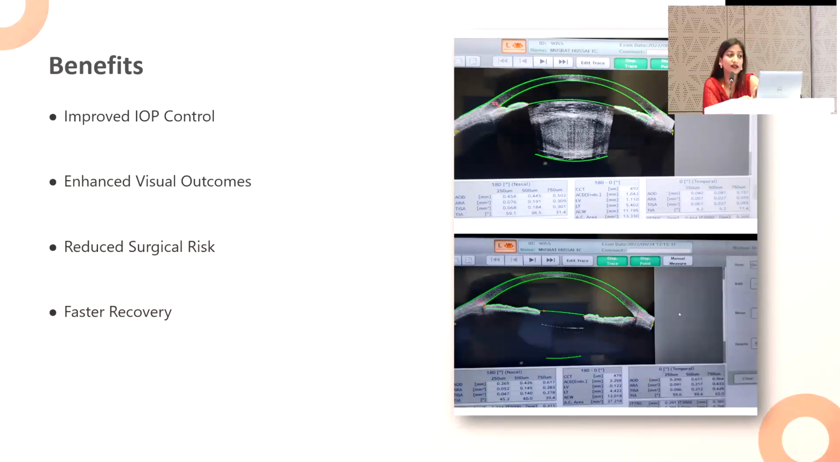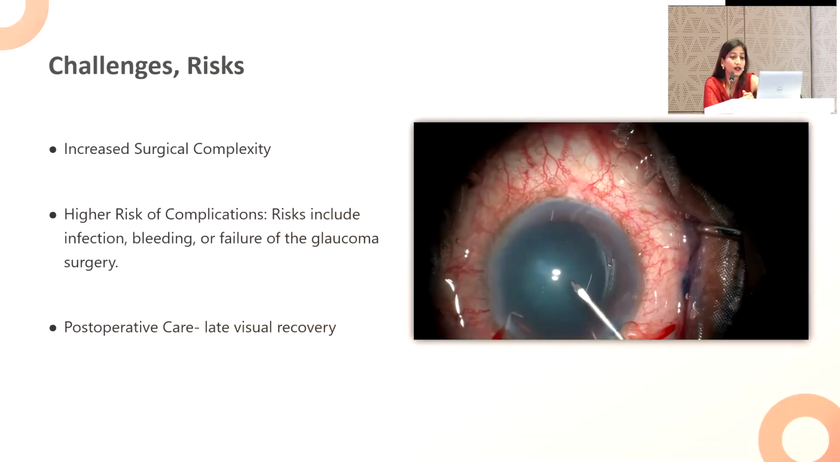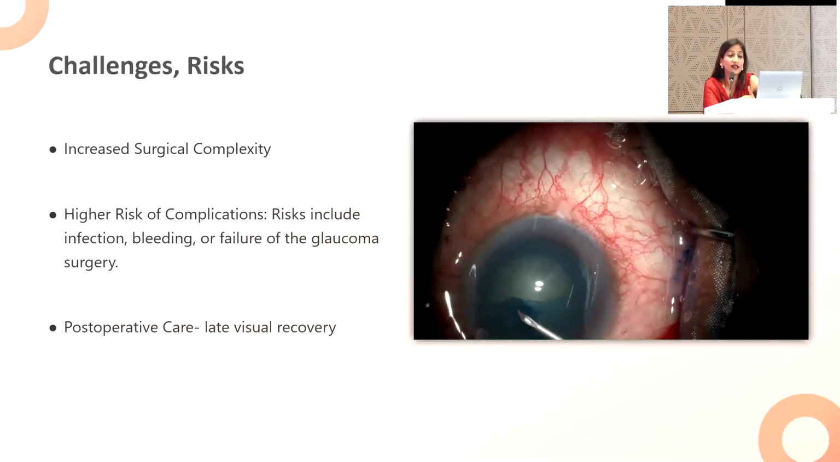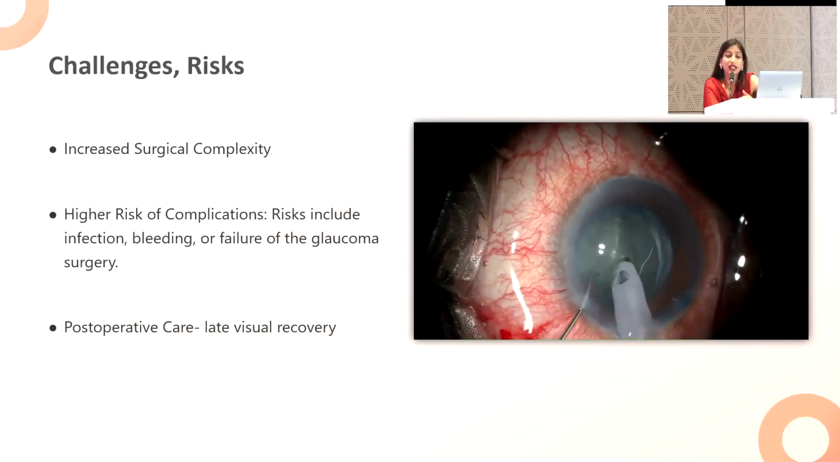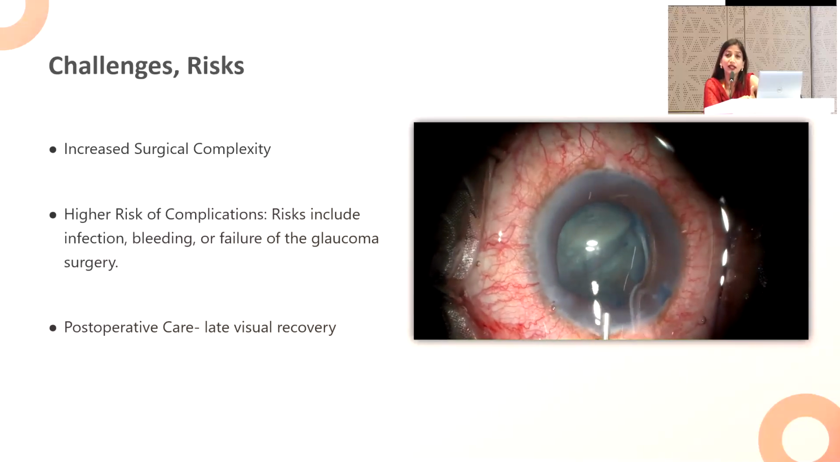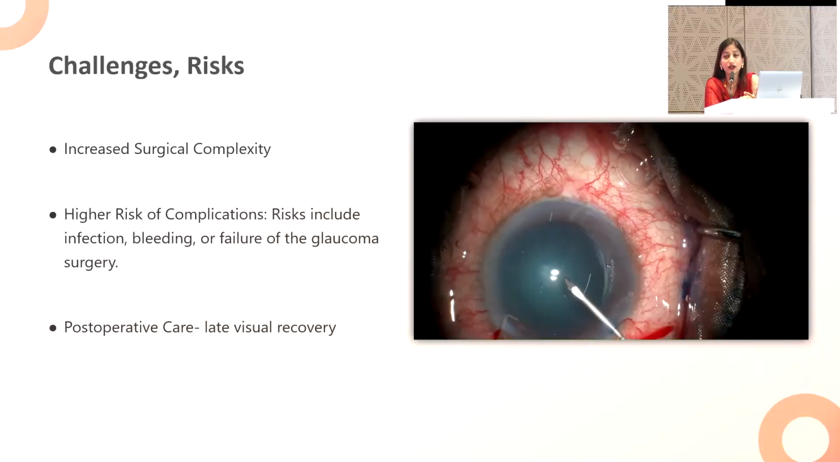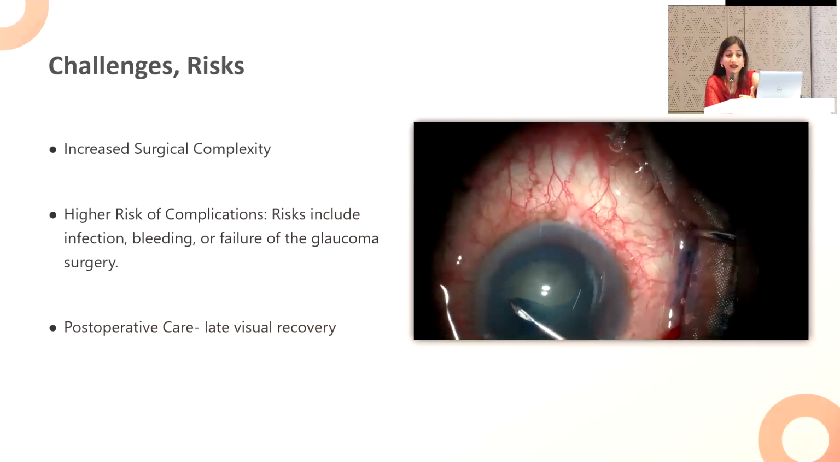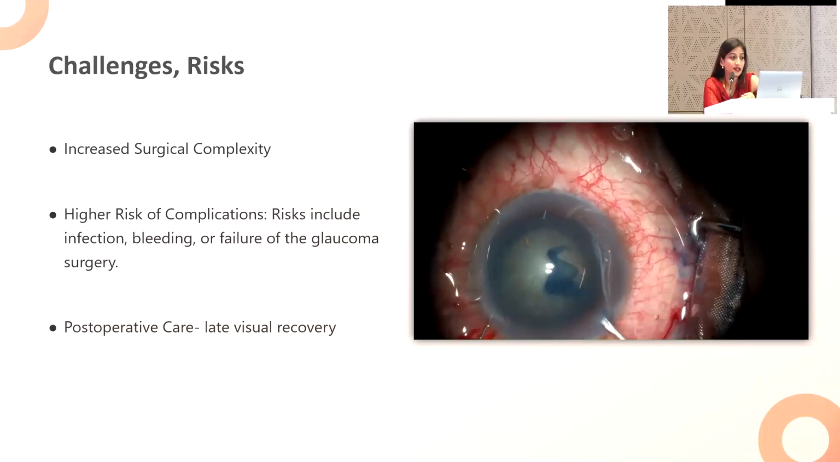The benefits are that there is improved intraocular pressure control and enhanced visual outcomes. That slight gain of vision or slight improvement in contrast goes a long way for these patients physiologically and functionally. Challenges, however, again, are the increased surgical complexity. Even doing a plain phacoemulsification in these eyes is not easy. You encounter high convexity of the lenses, difficulty in the rhexis, and iris prolapse in these patients.